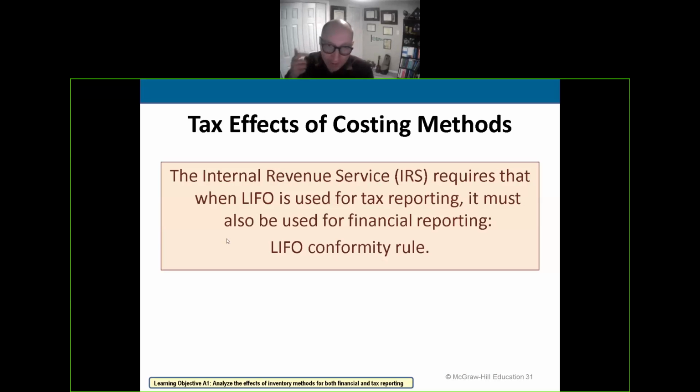So, as I mentioned, the real reason why companies select one of these methods over others for their inventory valuation has to do with the taxes that they pay. But the majority of companies use first in, first out. But for tax reasons, last in, first out is what's commonly used because it's required by the IRS.